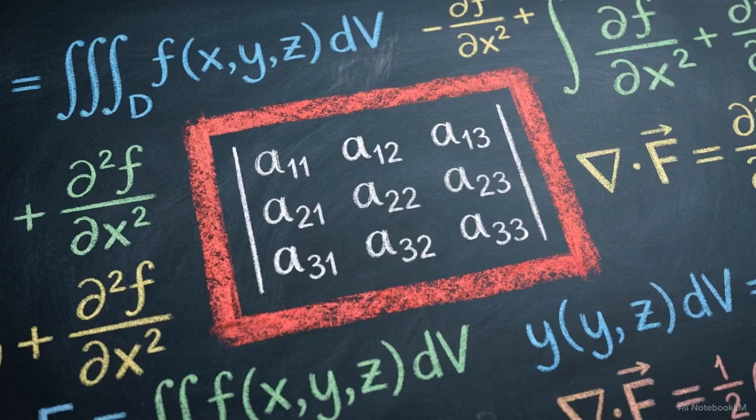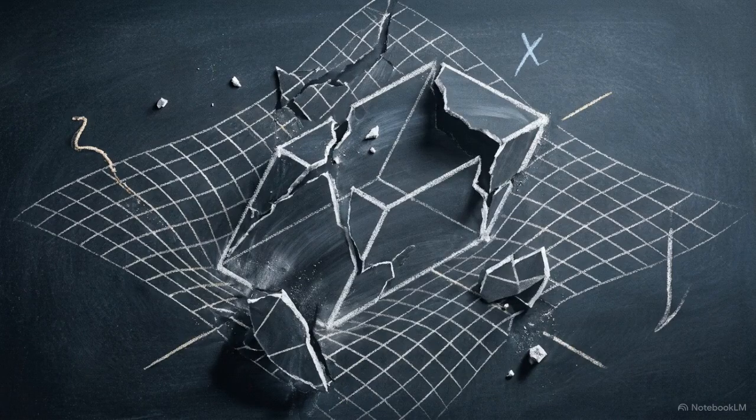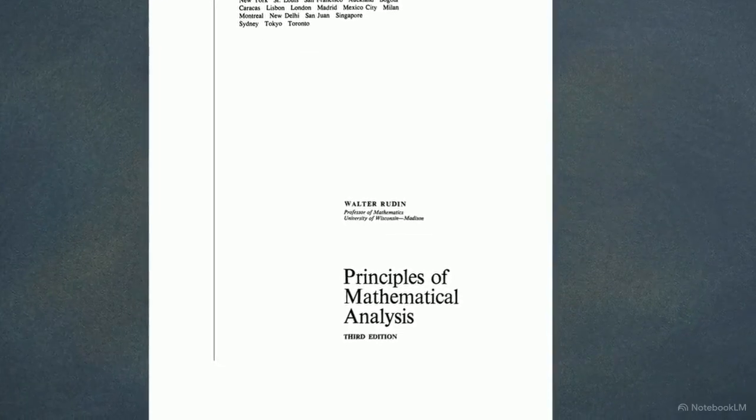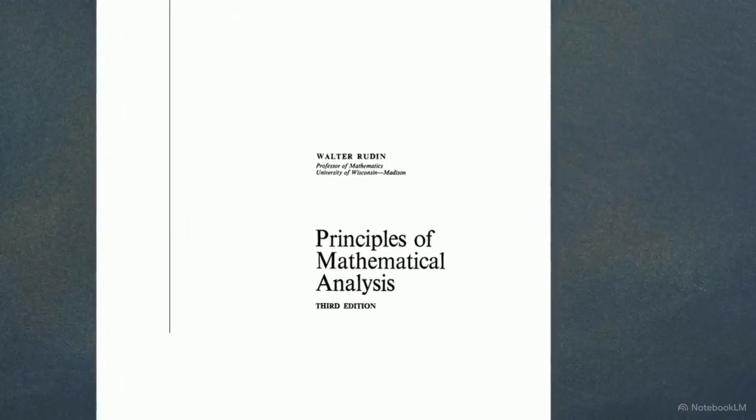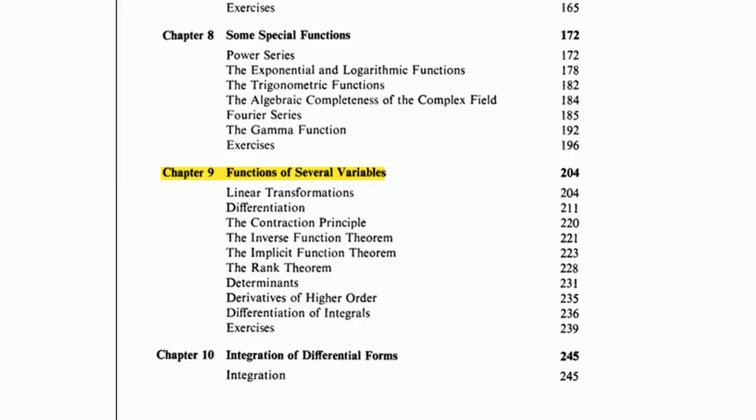Mastering this specific scaling factor is the requirement for advanced multivariable mathematics. Without a mathematically flawless definition of the scaling factor, the calculus of multiple dimensions collapses. We find the purest treatment of this problem in Chapter 9 of Walter Rudin's Principles of Mathematical Analysis. Rudin explicitly places linear transformations immediately prior to tackling functions of several variables.